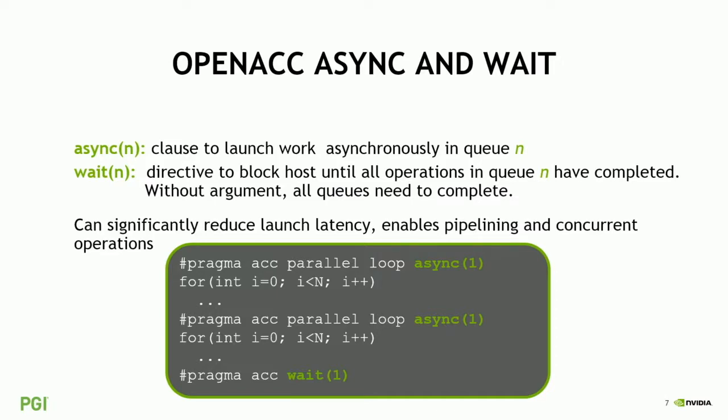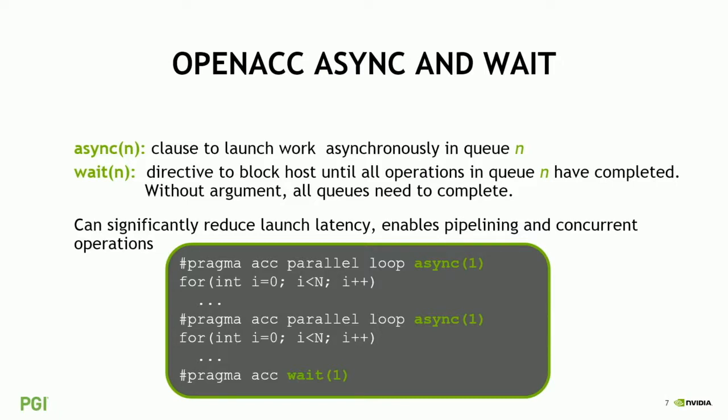We have two loops here. There's some work inside, which I haven't actually specified. We have ACC parallel loop, like before. That's your normal kernel launch. And then async gets added here as an additional clause to that.